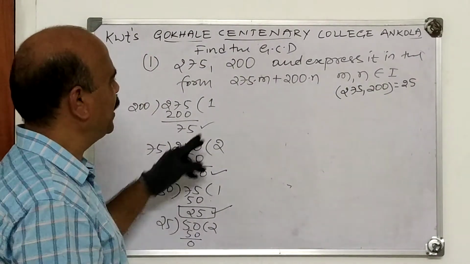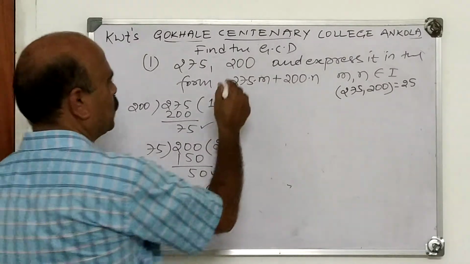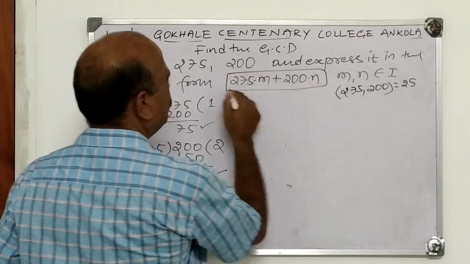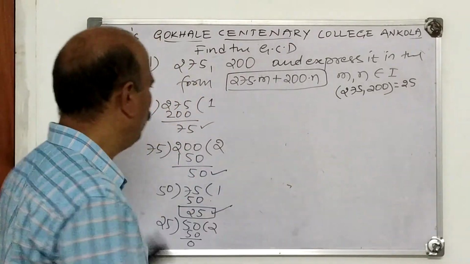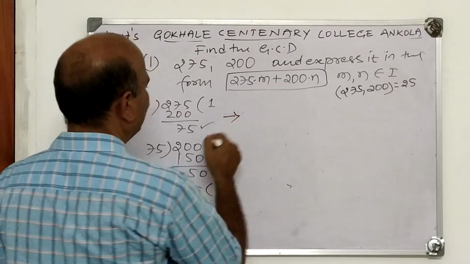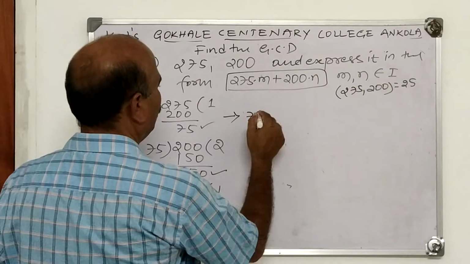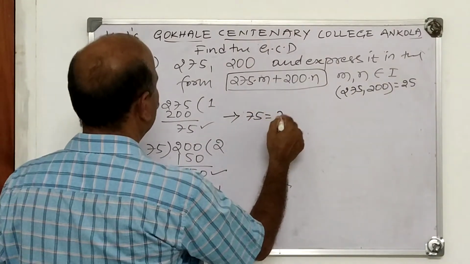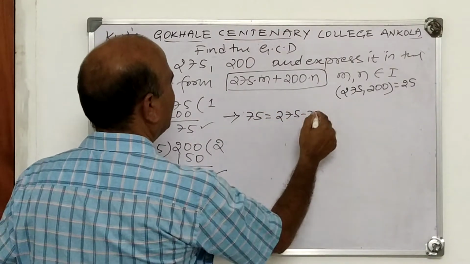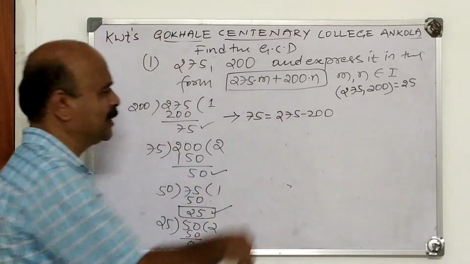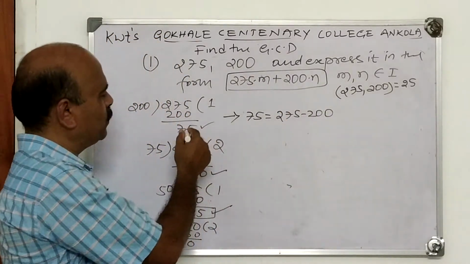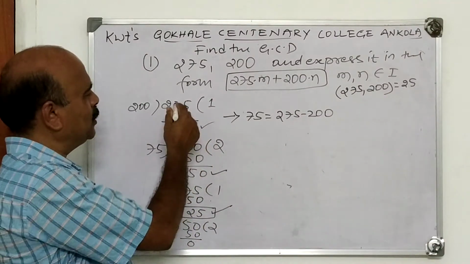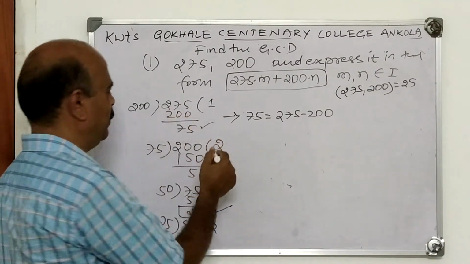Now, the next thing is important. You have to express that GCD. What is the GCD? 25, in terms of these two numbers. For that, we use this method. In the first division, 75 is 275 minus 200. Understand, this is very important. We have expressed that remainder 75 as 275 minus 200.